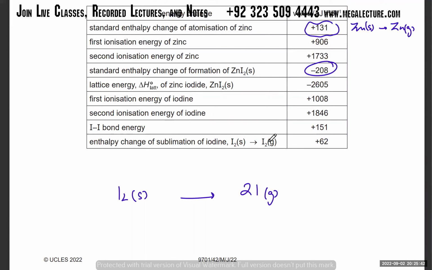I want to make iodine gaseous atoms. They've given me this: you can turn I2 solid into I2 gaseous molecules, and that value is given as plus 62. And then they've given me the I-I bond energy as well, which is 151. So I can break the iodine-iodine bond, which is 151, and I'll get two iodine gaseous atoms. So I wanted iodine solid to turn into two iodine gaseous atoms. First I turn I2 solid into I2 gas, which is plus 62, then break the iodine-iodine bond. So it's plus 62 plus 151. Is this part clear?